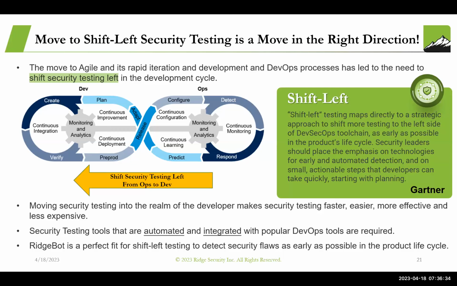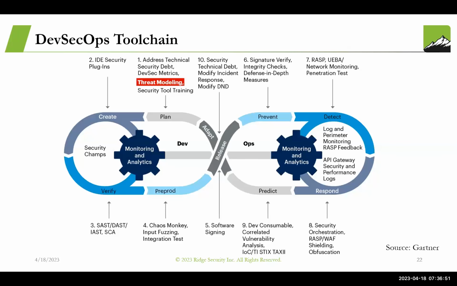So to recap, detecting security flaws as early as possible in the DevOps process is the goal of shift-left security testing. And Ridgebot is a great example of a security testing tool that meets all the relevant requirements. So the DevOps toolchain refers to the DevOps continuous cycle that we saw earlier, and it's annotated at each step with specific security-driven actions that can be taken using various security tools.